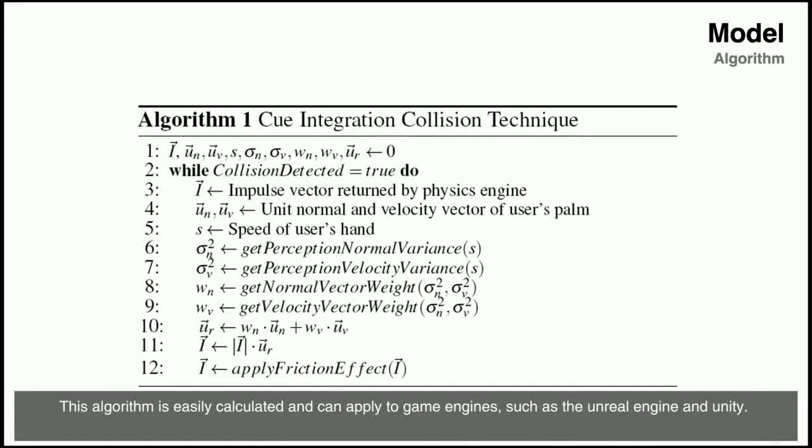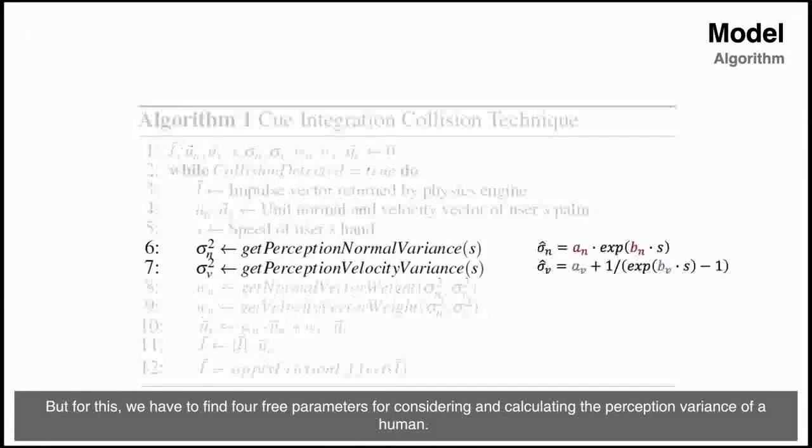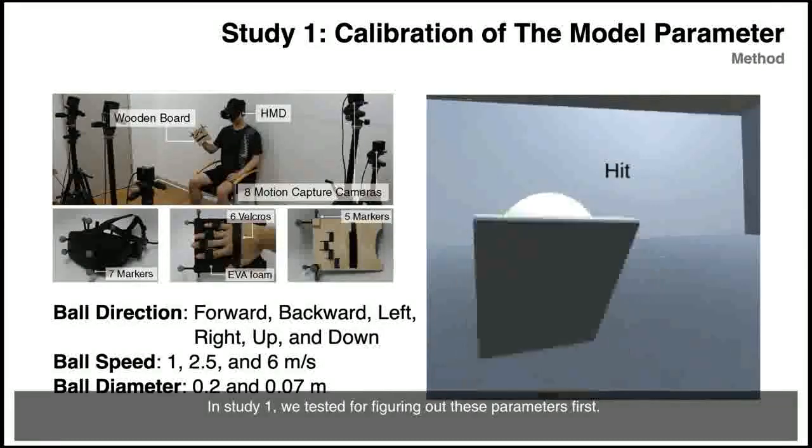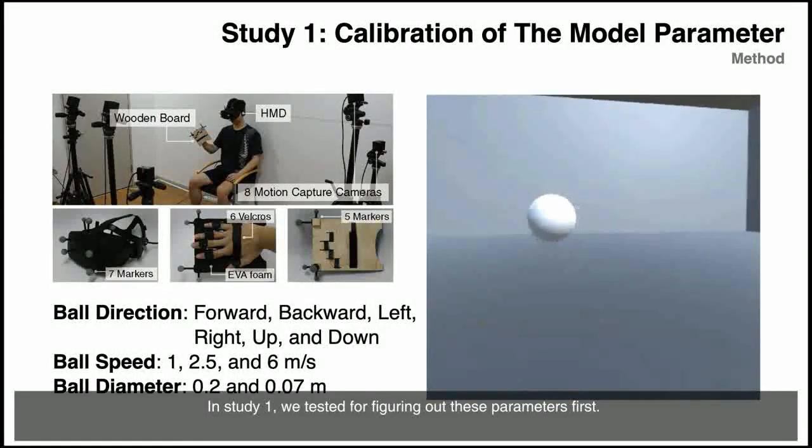This algorithm is easily calculated and can be applied to game engines such as the Unreal Engine and Unity. But for this, we have to find 4 free parameters for considering and calculating the perception variance of a human. In study 1, we tested for figuring out these parameters first.